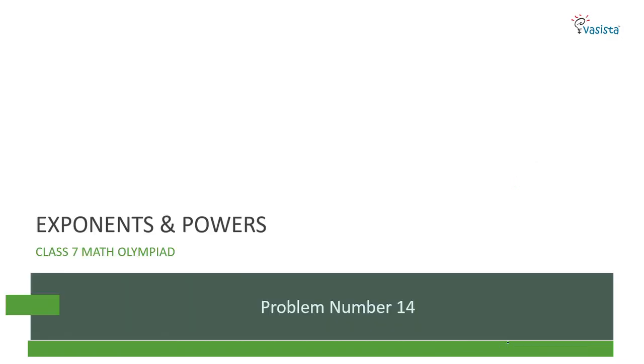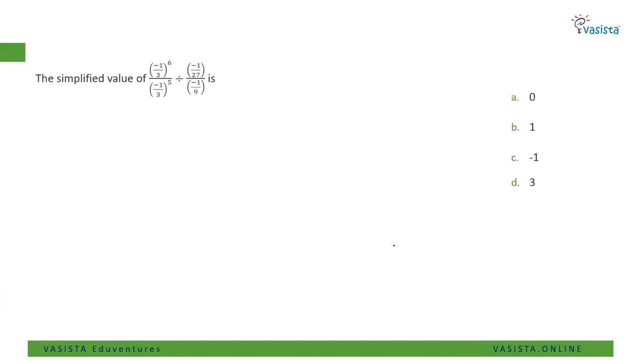Fine, let me go with the 14th problem here. The simplified value of (minus 1 by 3)^6 divided by (minus 1 by 3)^5, that divided by minus 1 by 27, that is again divided by minus 1 by 9.